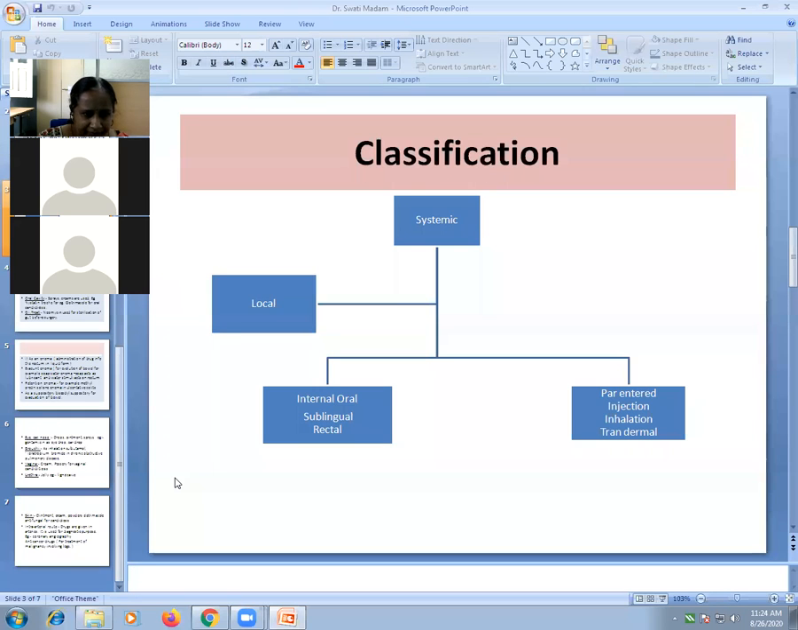Ma'am, will ointments come under the liquid dosage form? Ointments or creams which we use locally, in which dosage form will they come? Liquid dosage form will be there.